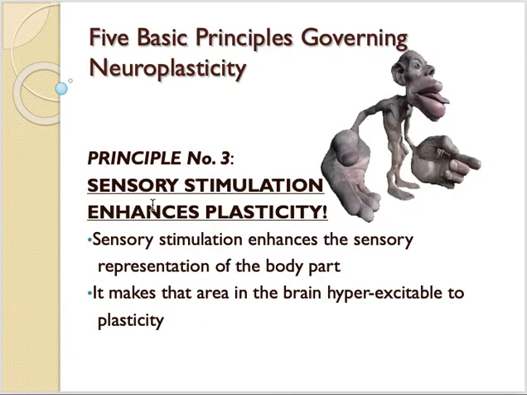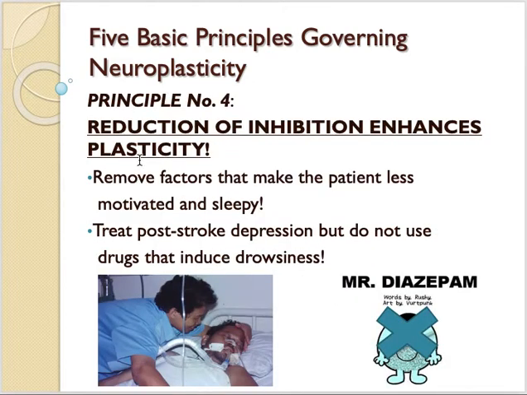Principle number three: sensory stimulation enhances plasticity. When we give sensory stimulation, it enhances the sensory representation of the body part. Principle number four: reduction of inhibition enhances plasticity. Remove factors that make the patient less motivated and sleepy. Treat post-stroke depression, but do not use drugs that induce drowsiness, because when we reduce inhibition, plasticity increases, the brain can make new neuron connections, and more functions can be brought back.